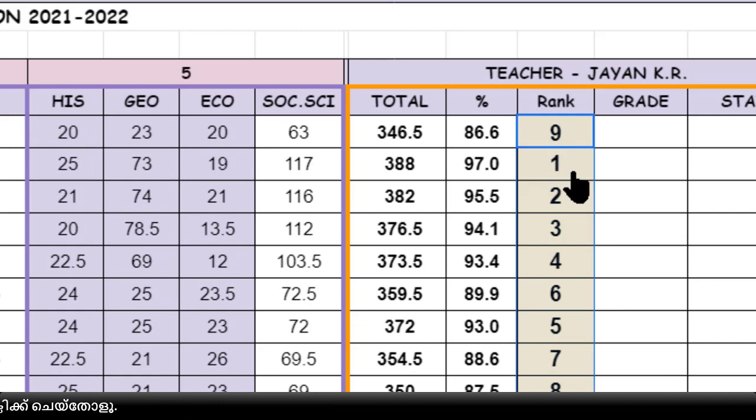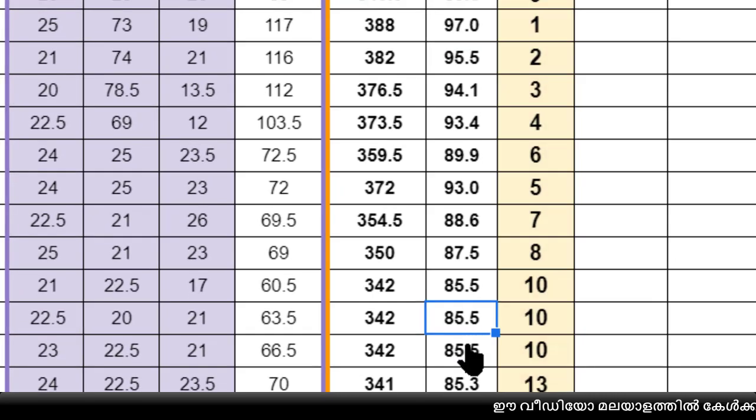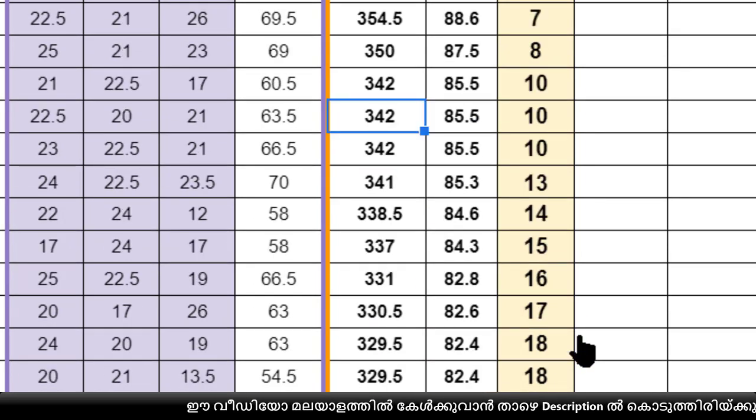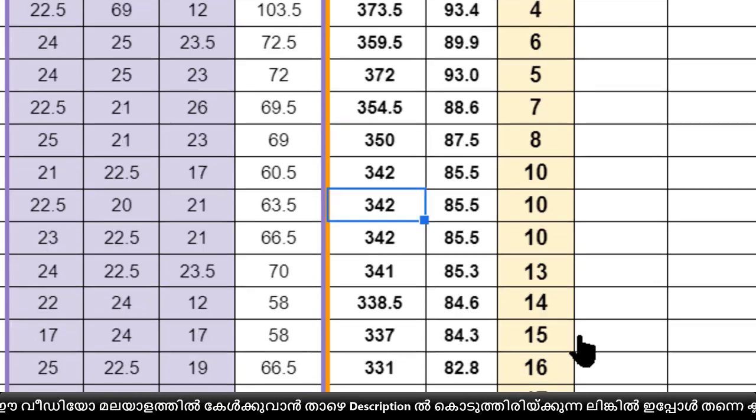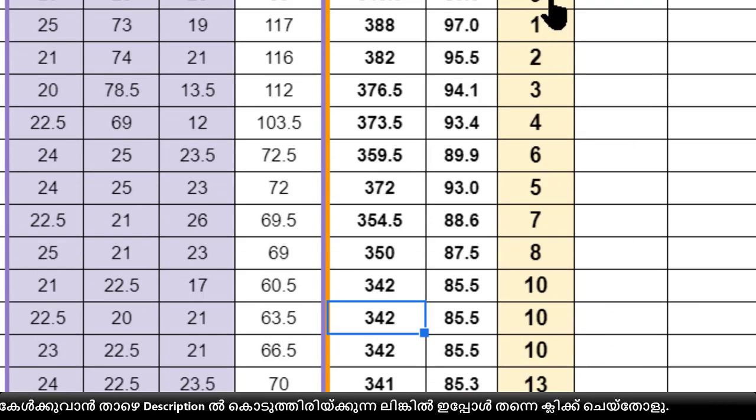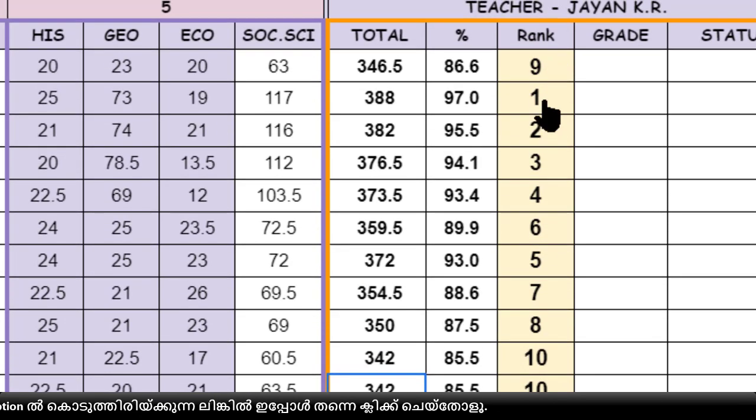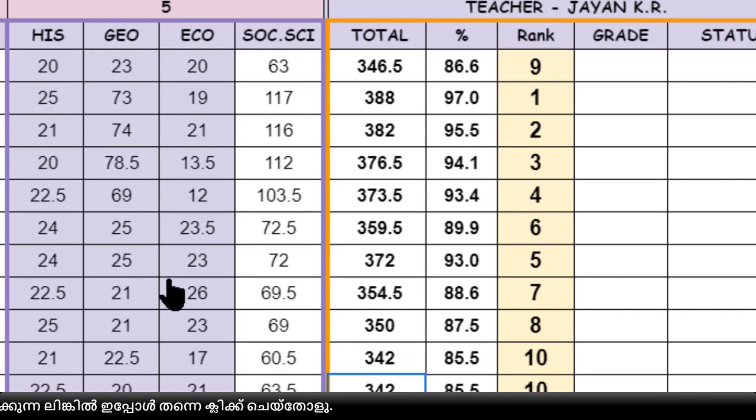See, now only 1 is there, only 2 is there, only 3 is there. Why are there three 10s? Because all the marks are the same. That's why 10th position. If the same mark comes, the same position will come. Okay, that you know. Now we can understand the rank of each child. But the ranks are not in order.